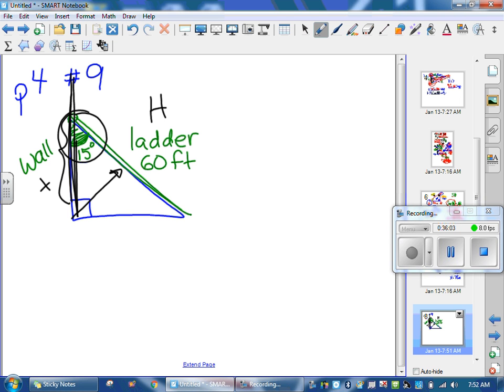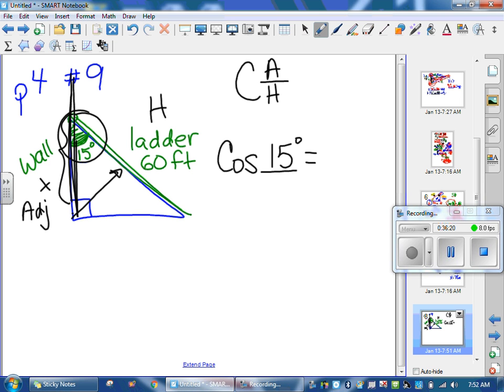So I'll write my equation. Cos of my angle, 15 degrees, equals adjacent side on top of hypotenuse. And in this case, now my x is on top. My unknown is on top of my equation. That means I need to take the number from the bottom and multiply it off to the other side to solve for x.